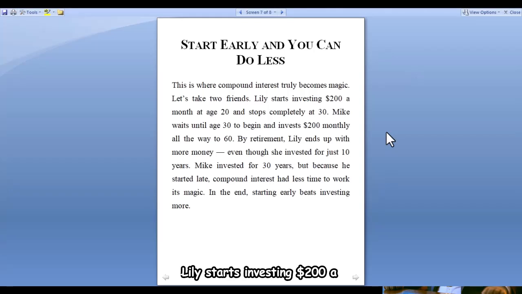Lily starts investing $200 a month at age 20 and stops completely at 30. Mike waits until age 30 to begin and invests $200 monthly all the way to 60. So by retirement, Lily ends up with more money even though she invested for just 10 years. Mike invested for 30 years, but because he started late, compound interest had less time to work its magic. So in the end, starting early beats investing more.